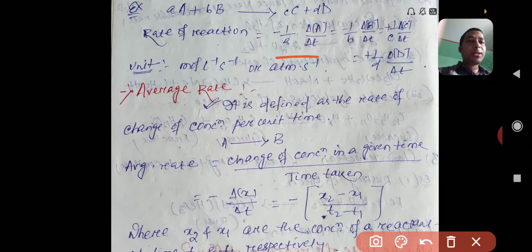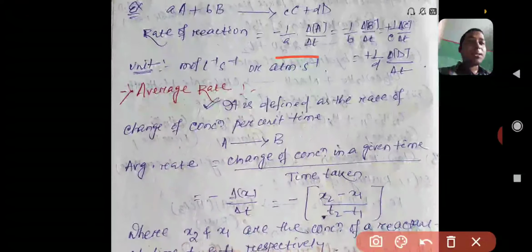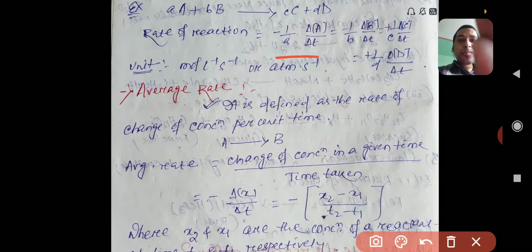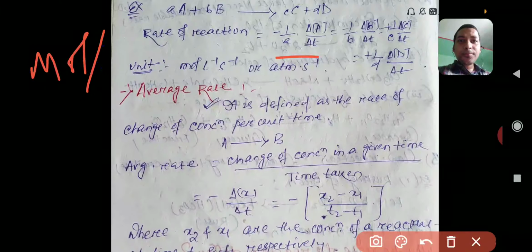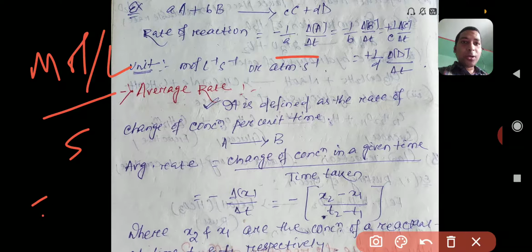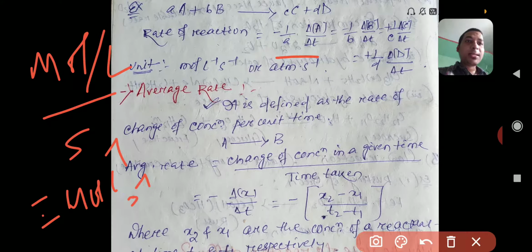And the unit of rate of reaction is, since rate is expressed in terms of change in concentration per unit time, hence the unit of concentration is mole per liter, and the unit of time is second. Therefore the unit of rate is mole liter inverse second inverse, or in terms of atmospheric pressure, if the reactants and products are gaseous species, then its unit will be atm into second inverse. So now another concept is your average rate.